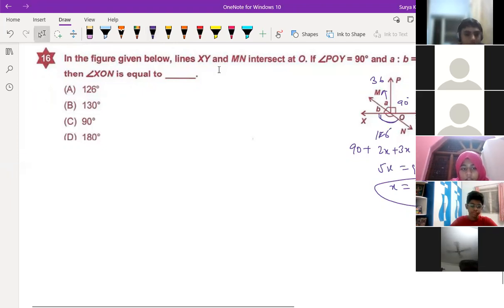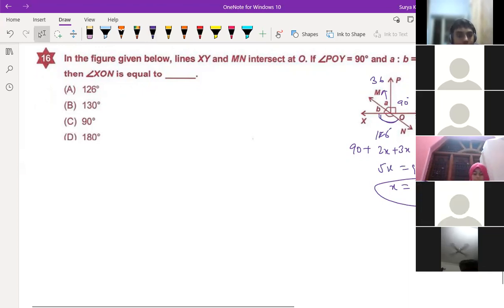Okay, question number 17 now. In the given figure, they have made a star. I don't know why they have made a star. This is a so tough question.